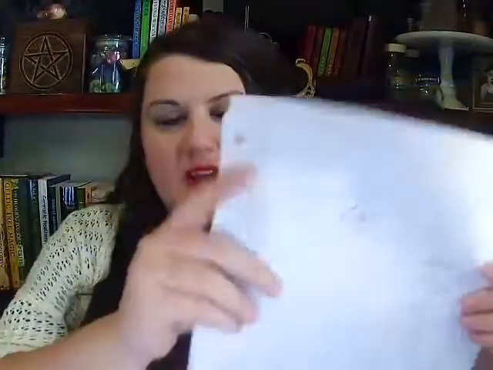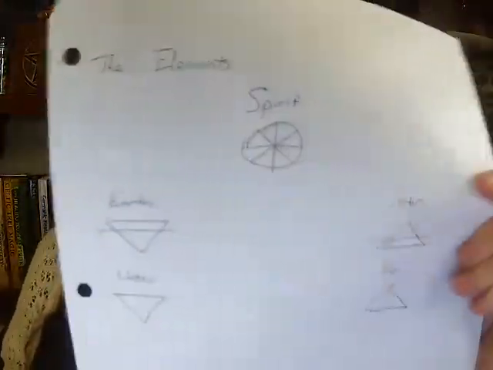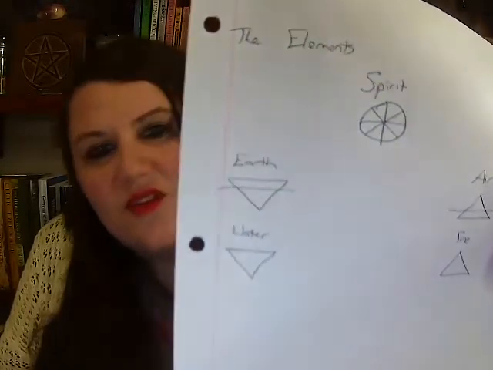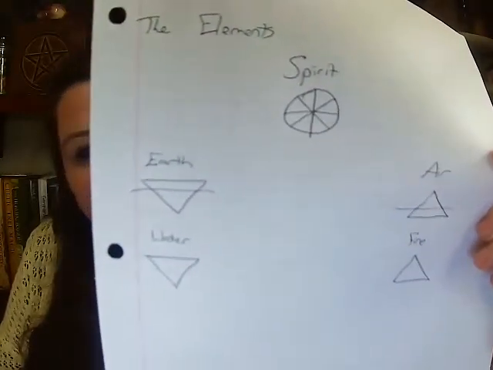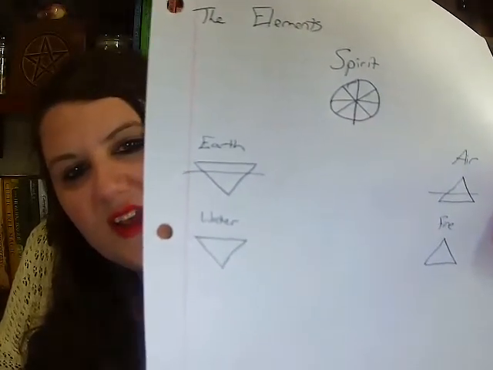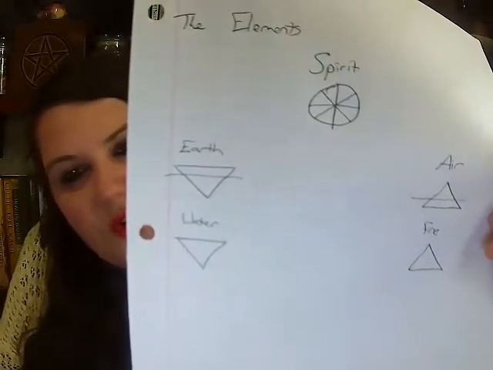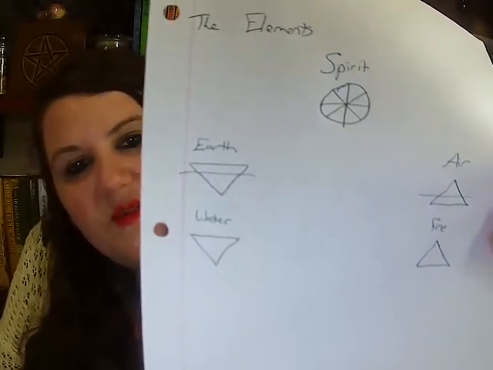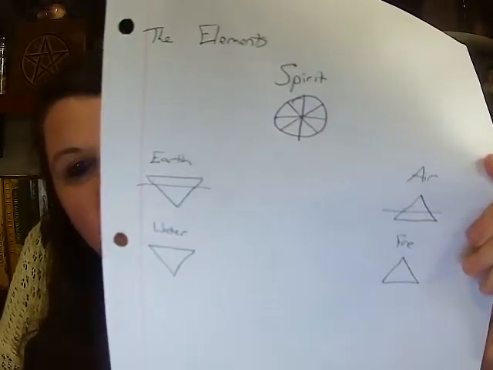Now, we come to the elements. There are a variety of different symbols meant to represent the elements, and I'm just presenting one option of many. But I do tend to run into these more frequently than some of their counterparts. Now, what we have for spirit is a wheel with 8 spokes, and then for air, we have an upright triangle with a line through it. For earth, we have an inverted triangle with a line through it. Then for fire, an upright triangle, and for water, an inverted triangle.